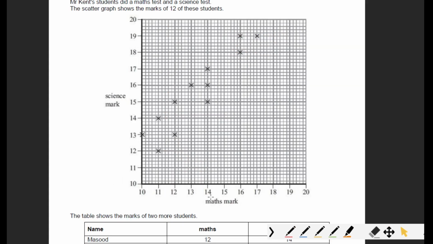So you've got the maths score and the science score. Okay, maths and science. The scatter graph shows the marks of 12 of these students. So we've got 12 plots altogether for the 12 students.